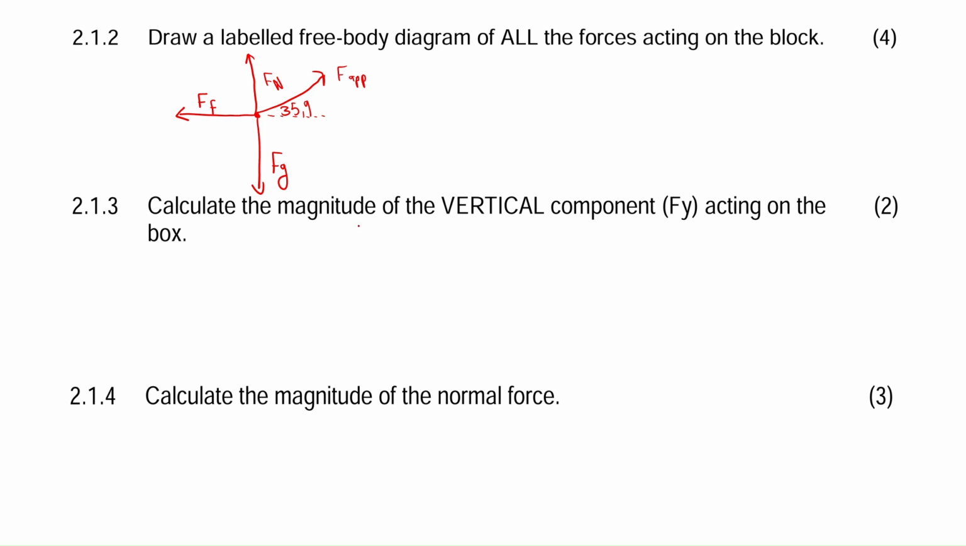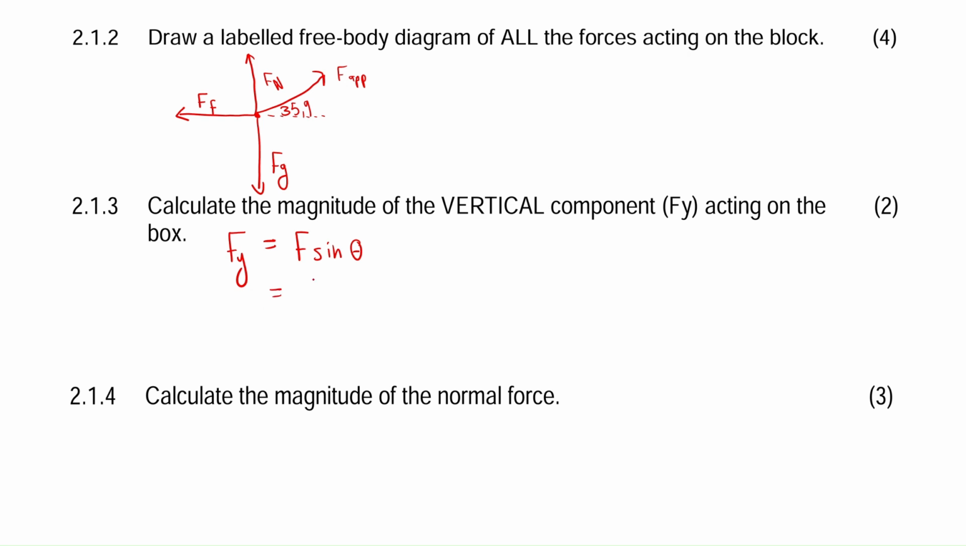2.1.3, calculate the magnitude of the vertical component acting on the box. Now, if you guys can remember in previous lessons, the vertical component, otherwise known as Fy, is always going to equal the force itself multiplied by the sine of theta. And the force itself in this circumstance, they want the vertical component Fy acting on the box. That is the vertical component of the applied force.